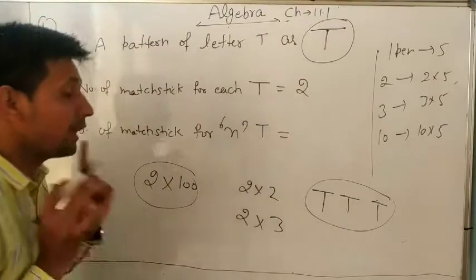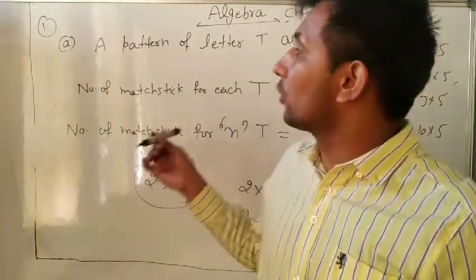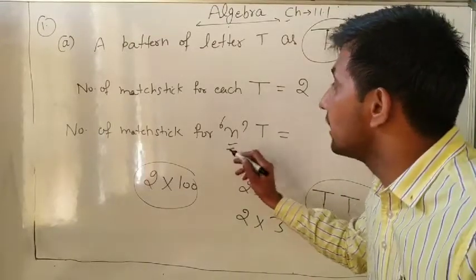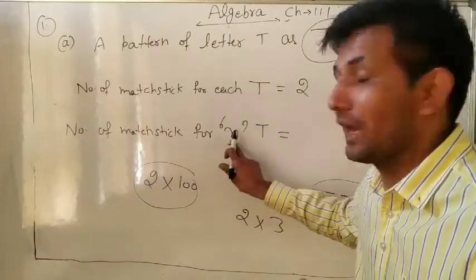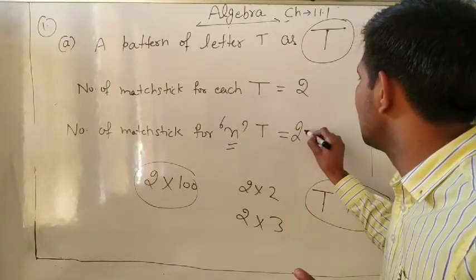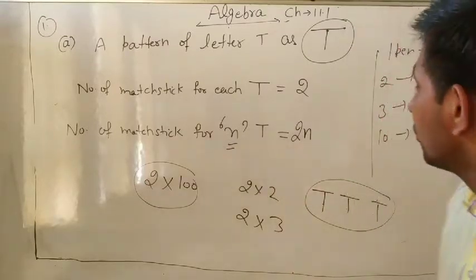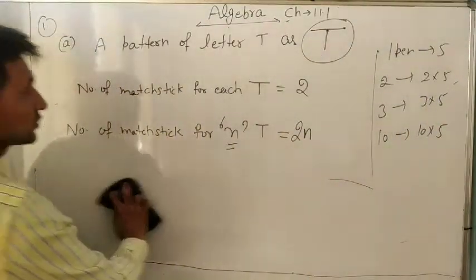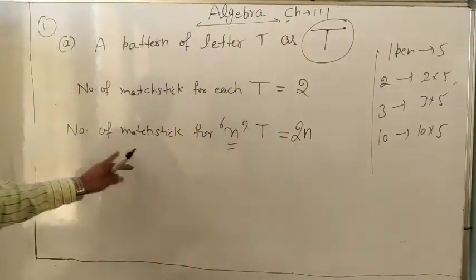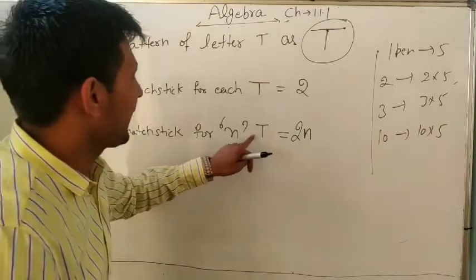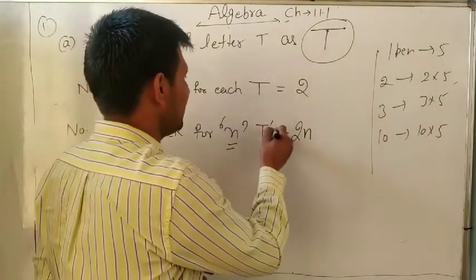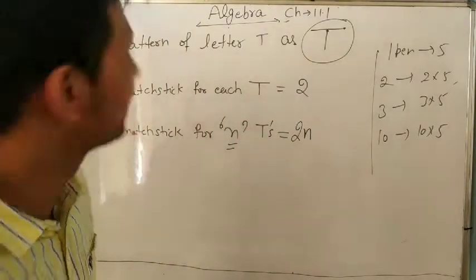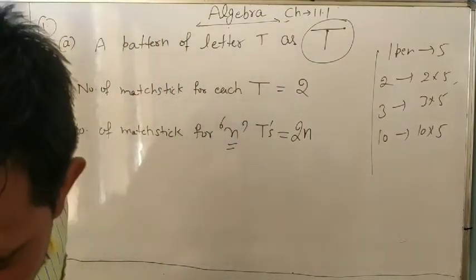Because we have to write the answer in a variable, we are taking the variable n. So how many matchsticks for n T? So 2 multiply n, so 2n. Same as 2 into 100. So it is our answer. Understand? So the number of matchsticks for n T is 2n. Same as it is. One more, the C part, dear, and the rest do yourself.